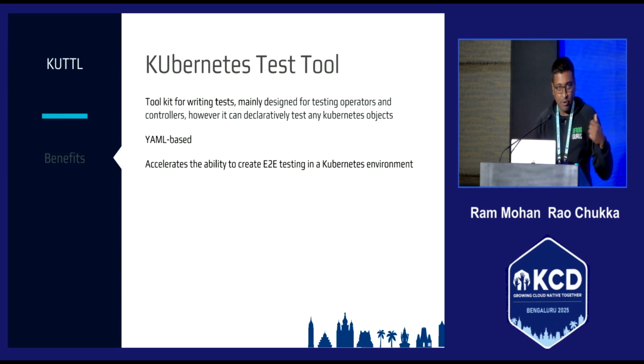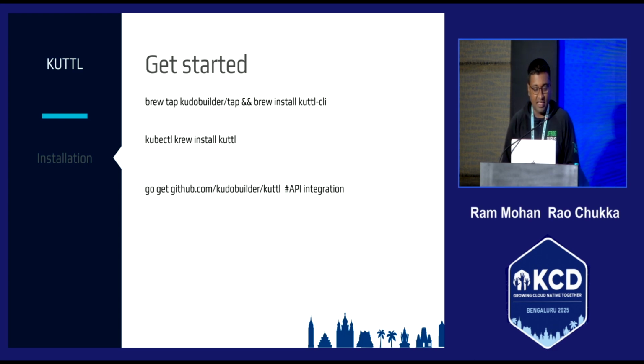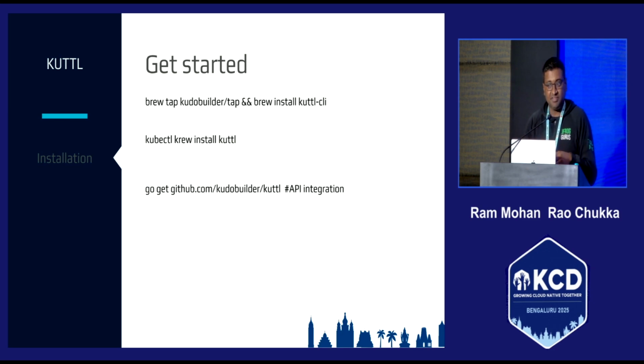I would like to run through the demo at a later point, okay? So how to get started, okay? If you are using a Mac, brew install kuttl CLI would help. This is an older way of doing it, but you can do brew install kuttl CLI. And if you are using Linux, you can use kubectl krew install kuttl. And if you are a Go developer and want to integrate Kuttl into your API test, you can also use the Go package github.com/kudobuilder/kuttl, okay? My talk and presentation would focus on the command line aspects of Kuttl today, and not on the Go side of it, okay?